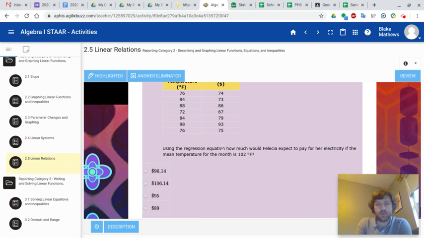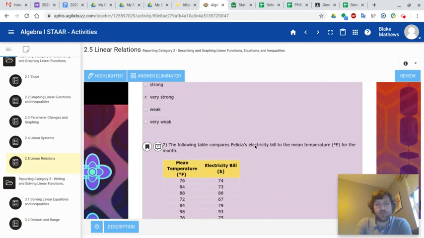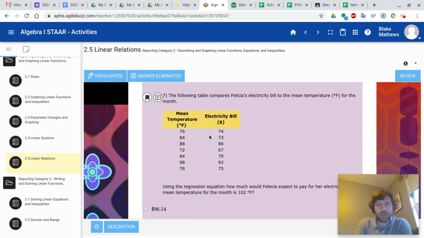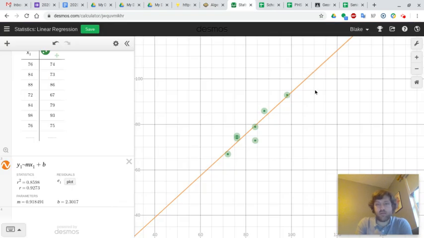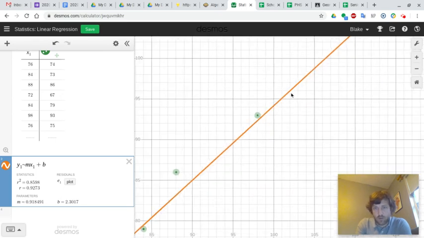All right, now it says, use the regression equation. How much would Felicia expect to pay for electricity if the mean temperature for the month is 102? So in other words, if we put a 102 here, what would I think the graph would give me? So I can actually do that. If you see here, I have 100, and then this would be 102 right here. So 102 is going to be, let me zoom in. There we go. 101, 102. It looks like 102 is about 96.